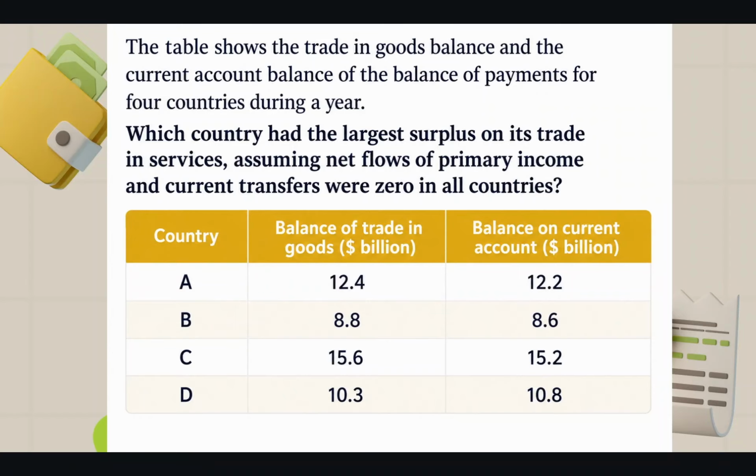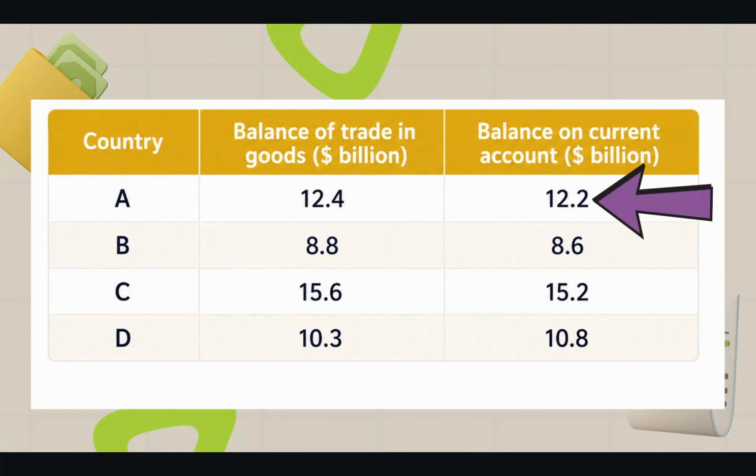Let's look at another multiple choice question. The table shows the trade in goods balance and the current account balance of the balance of payments for 4 countries during a year. Which country had the largest surplus on its trade and services, assuming net flows of primary income and current transfers are 0 in all countries? Let's look at option A.